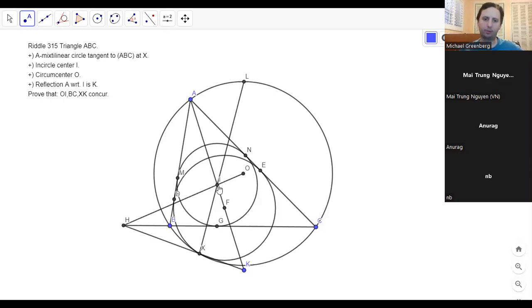Actually, no, because we have to project I through this midpoint of the arc. So it would be HG, this point, and this point. We could try projecting it onto the circle.